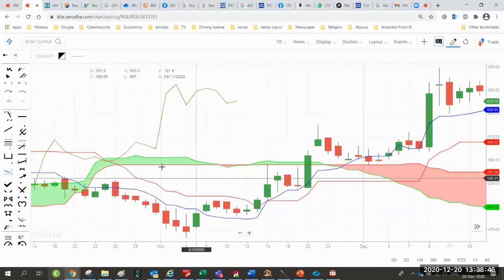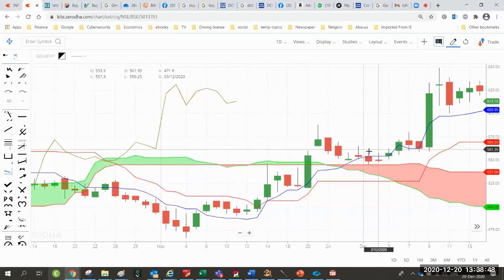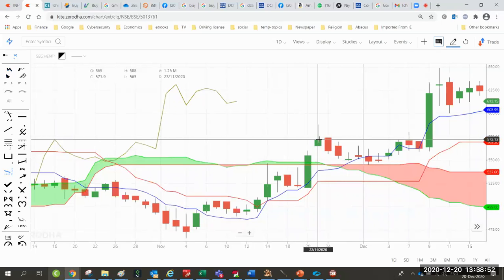Yeah, that was the buy. This is the buying day, no? I mean, say 23rd of November was the buying day. This one is the buying day, because it is going up. 24th, whatever. 23rd, because there was a gap.